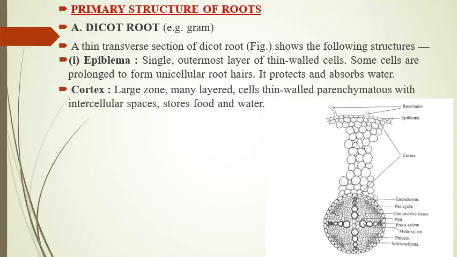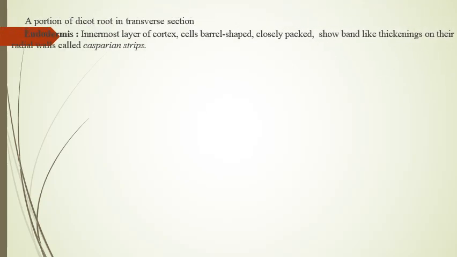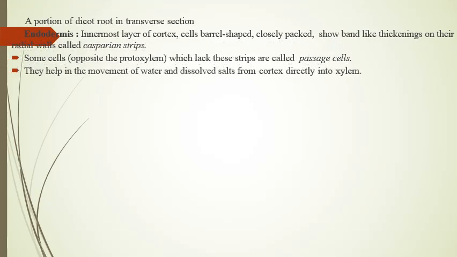Next is cortex, a large, many layered zone of thin walled parenchymatous cells with intercellular spaces, storing water. Next, in this portion of dicot root in transverse section, endodermis is the innermost layer of cortex, with barrel shaped, closely packed cells that show band-like thickening on their radial walls called Casparian strips. Some cells which lack these strips are called passage cells. They help in the movement of water and dissolved salt from cortex directly into xylem.